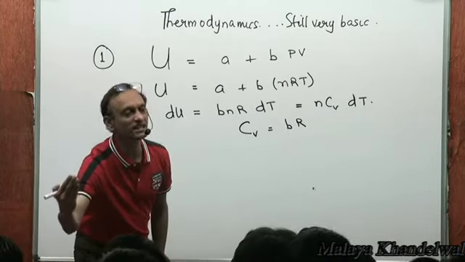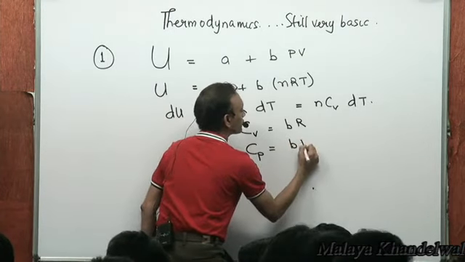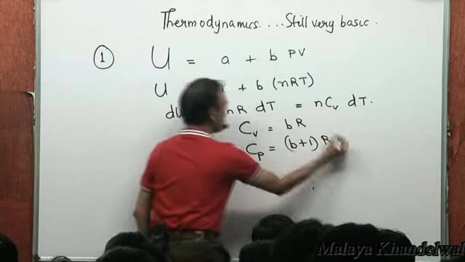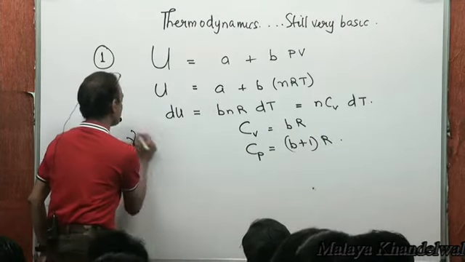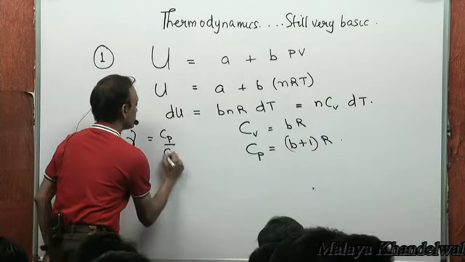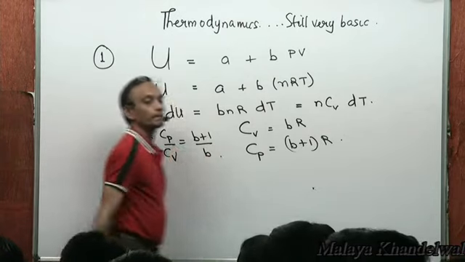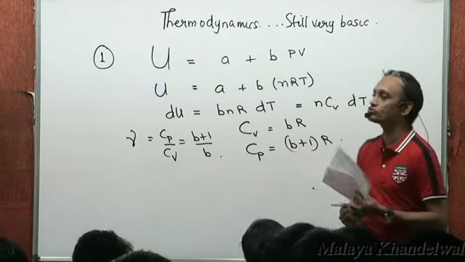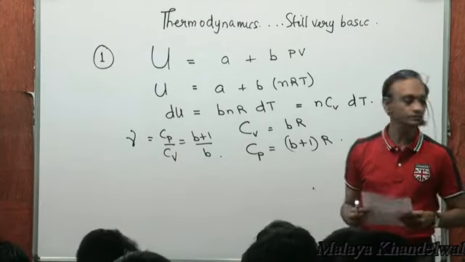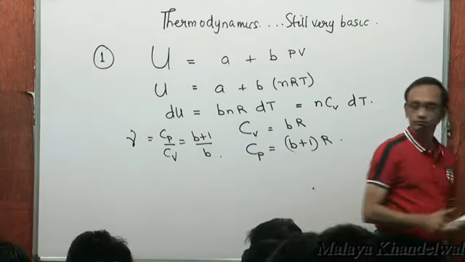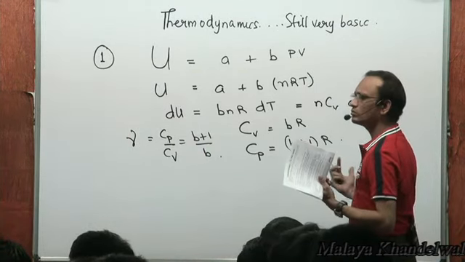Cp is R more than Cv. R more than Cv, that's Cp. Adding R to Cv, and gamma therefore, which is Cp by Cv, is B plus 1 is to B. That's gamma. B plus 1 is to B. Right? Where have I taken A as 0?